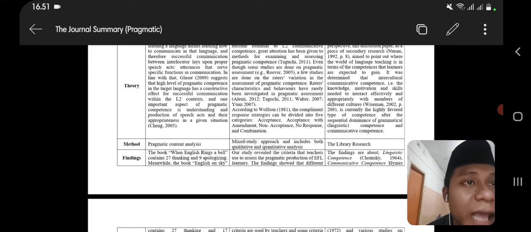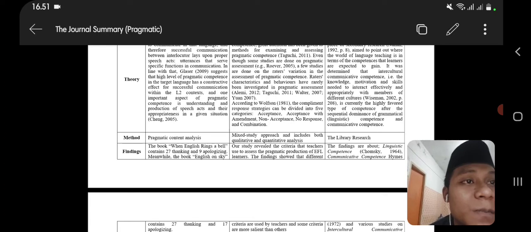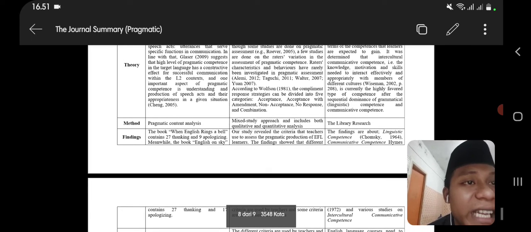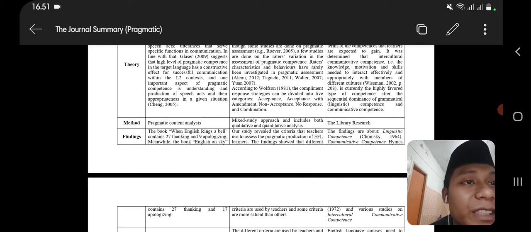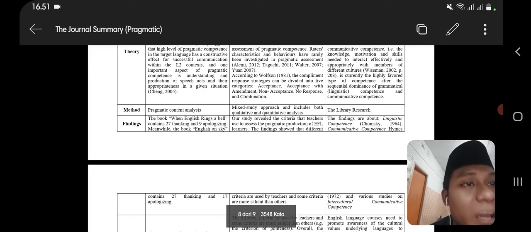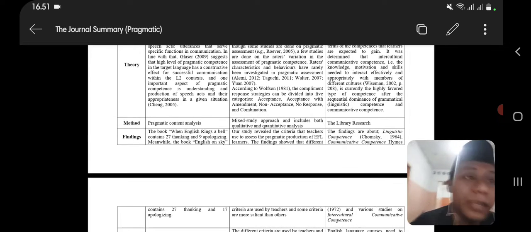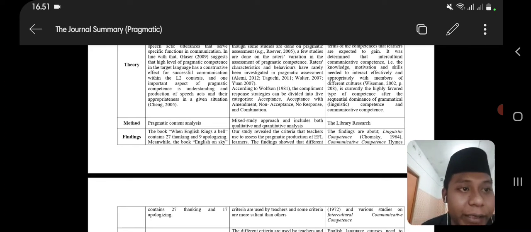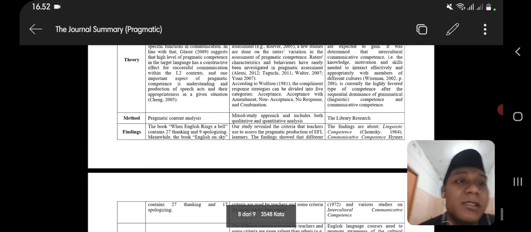aimed to point out where the world of language teaching is in terms of competencies that learners are expected to gain. It was communicative competence. The knowledge, motivation, and skills needed to interact effectively and appropriately with members of different cultures is currently the highly favored type of competence after the sequential dominance of grammatical competence and communicative competence. So here, in the basic theory, the writer focuses more on communicative competence, in which for all language learners, communicative competence will always be the prior skill that should be mastered.